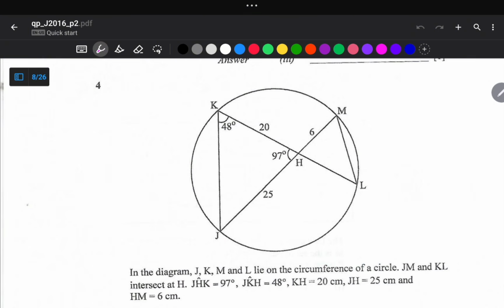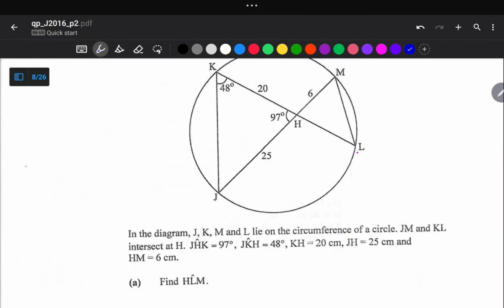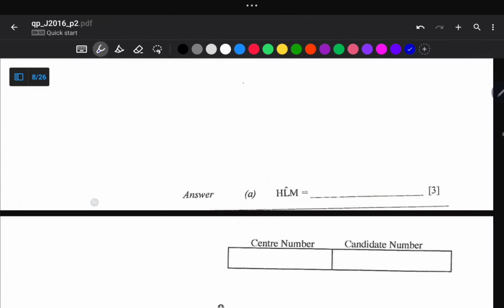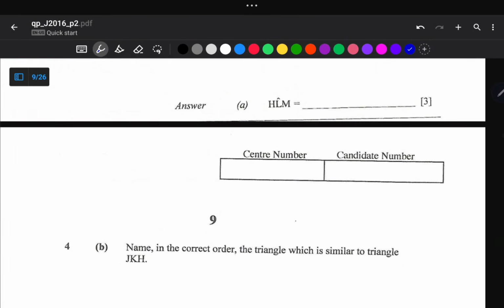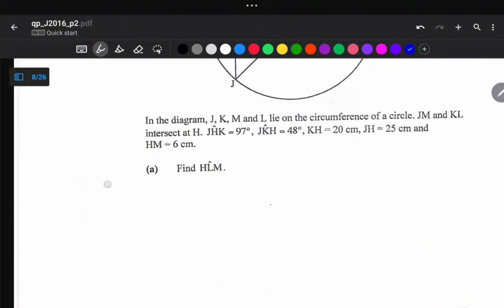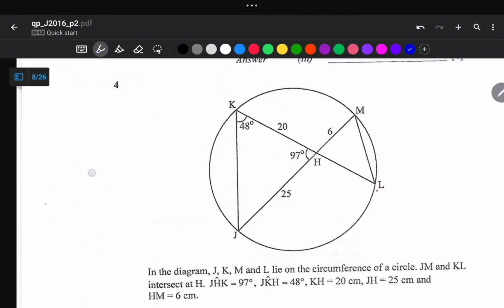Here we are having this circle with K, J, M, and L, and this angle 48, and this angle 97, with these dimensions 20, 25, and 6. So we are required to find angle HLM, and also we are required to name in the correct order the triangle which is similar to the triangle JKH. Okay, so let us fill up this circle.